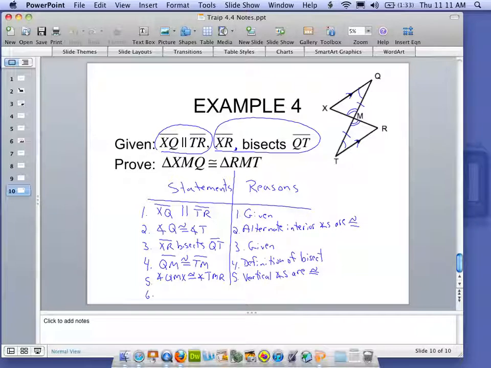And now I do have enough information to say that triangle XMQ is congruent to triangle RMT. And my reason this time would be angle, side, angle, ASA.